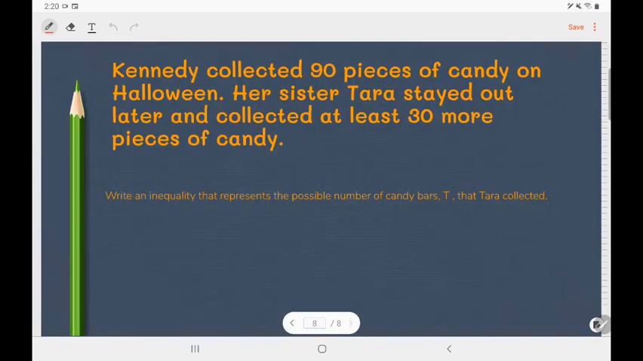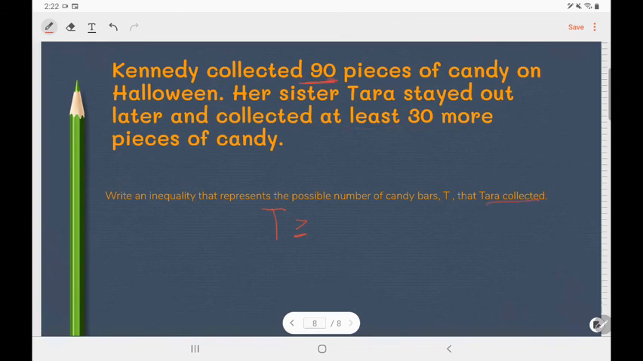All right, last example. Kennedy collected 90 pieces of candy on Halloween. Her sister Tara stayed out later and collected at least 30 more pieces of candy. Write an inequality that represents the possible number of candy bars, T, and it's capital this time, so I'm going to make sure I write a capital T, that Tara collected. Now, it says the phrase at least. So did Tara collect more or less than 30 pieces more? She may have collected more, then she may have collected exactly 30 more pieces of candy.